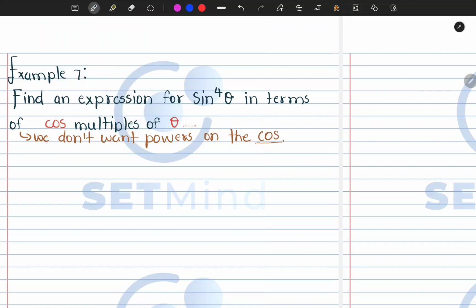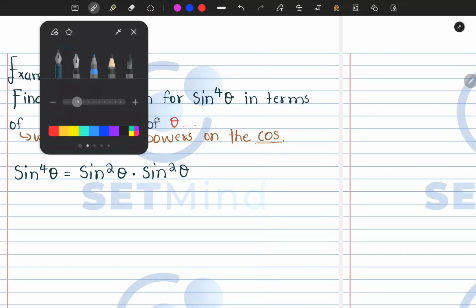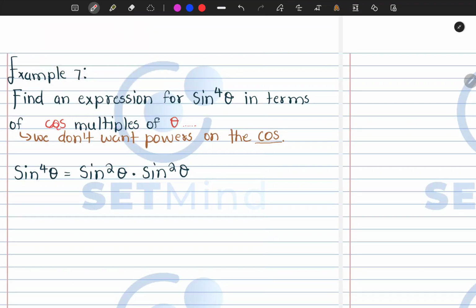So we have a couple of options to go about dealing with this problem. As you can see, we have sine to the power of 4, which we can write as sine squared theta multiplied by sine squared theta. And what we know is, because our question leads us that we should somehow write these in terms of cos, we know that this and this can be written in terms of cos.